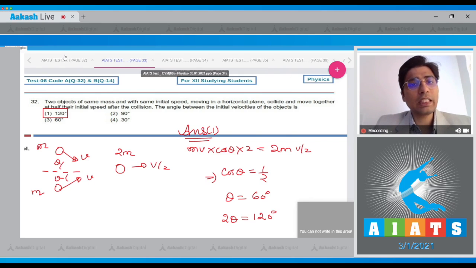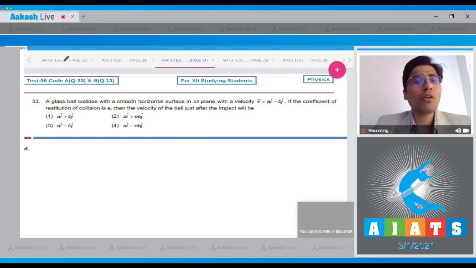Moving on to the question number 33. In this question, a glass ball collides with a smooth horizontal surface in XZ plane with velocity which is given as a i cap minus b j cap. The coefficient of restitution is e and the velocity of the ball just after the impact is something that we have to calculate.